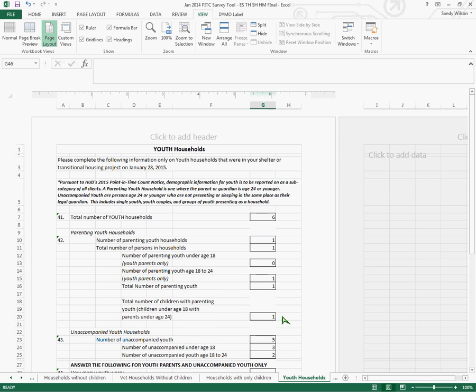So again, youth households is a subcategory of all 3 of the household types: households with children, households without children, and households with only children. We recognize that this is definitely a little complicated, and I encourage you that if you have any questions that can't be answered by referring to your definitions list, to please give us a call here at the office and we will walk you through this. That's what we're here for.